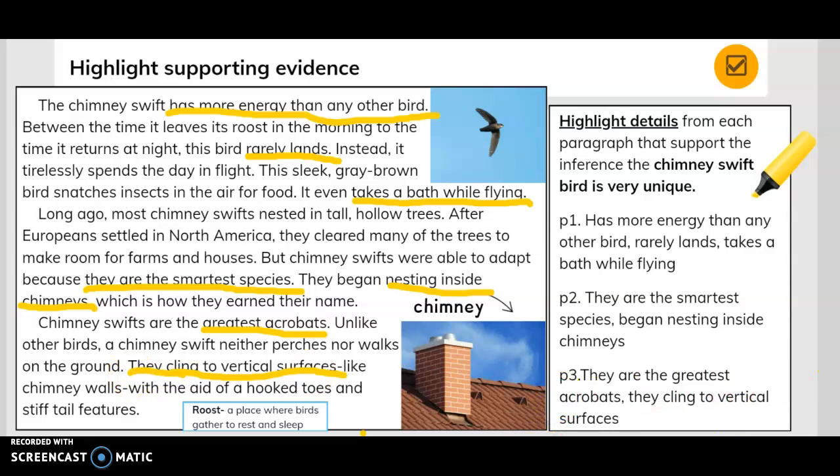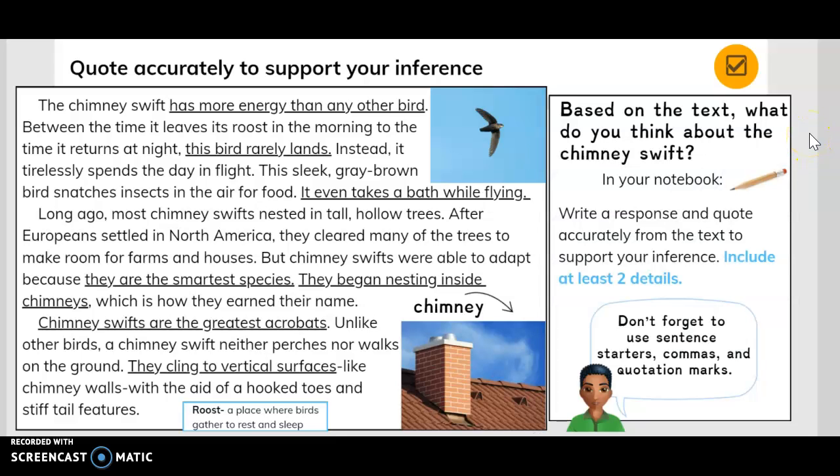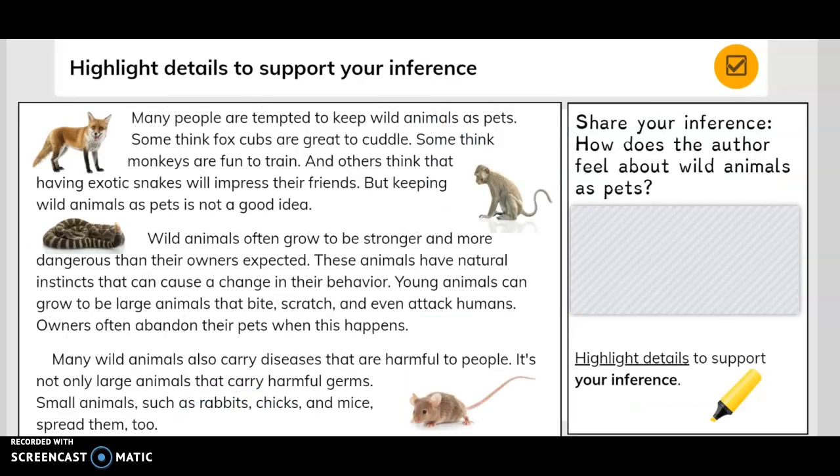And there you have it. Those are my supporting evidence. And here they are again, underlined for you to see. Based on the text, what do you think about the chimney swift? In your notebook, write a response and quote accurately from the text to support your inference. Include at least 2 details. Don't forget to use sentence starters, commas, and quotation marks. Highlight details to support your inference.